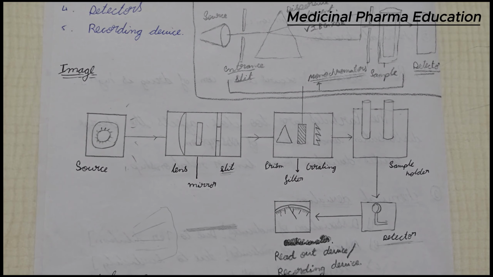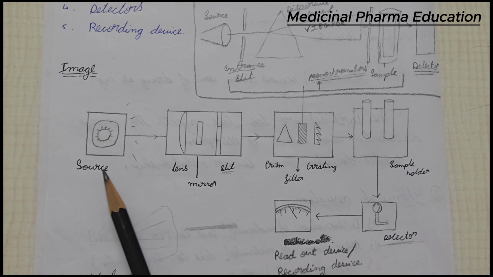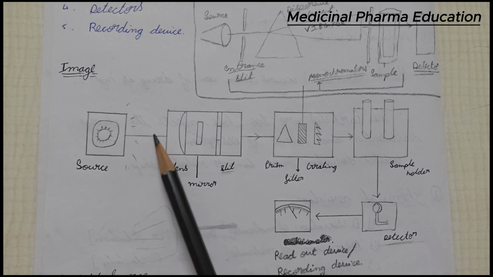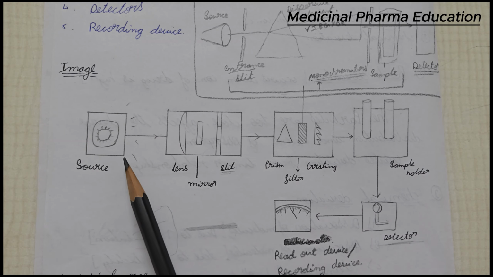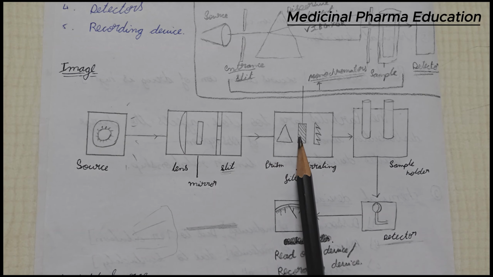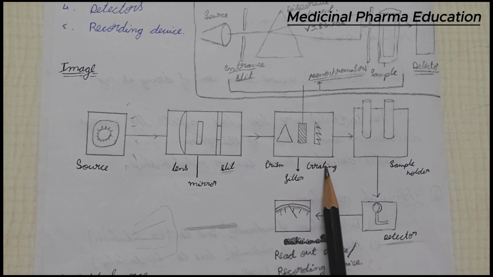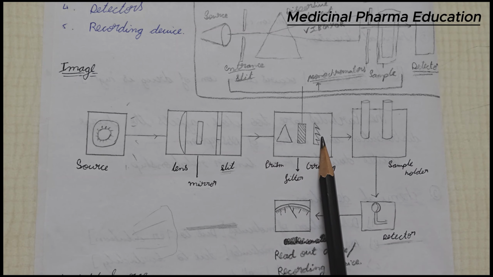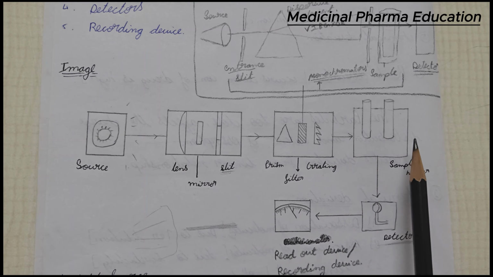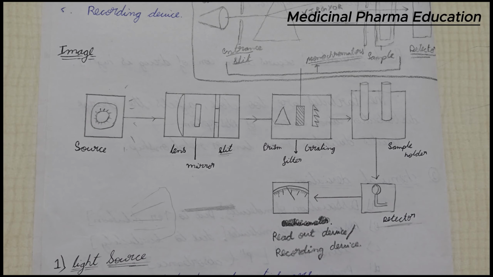Or I can draw this diagram. It is a source. As the light diverges in different directions, the lens, mirror and slit are used to converge the light into a straight line which can pass through the prism or the grating and the filters, so that the polychromatic light is converted to monochromatic light. Then the light passes through the sample and the reference, then it passes through the detectors and the readout devices or the recording devices. It is a basic concept.